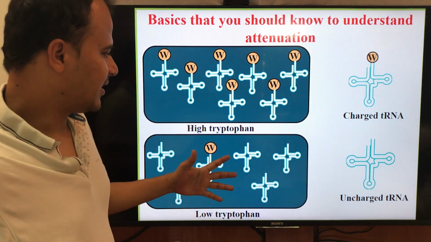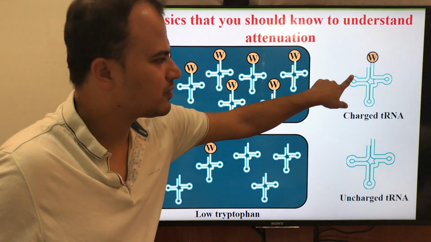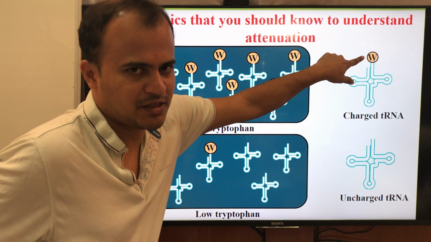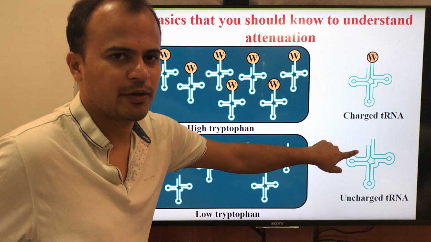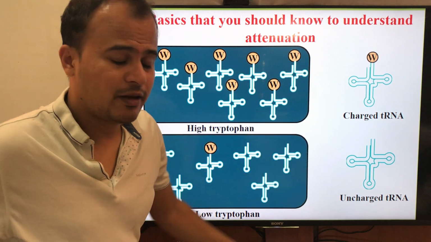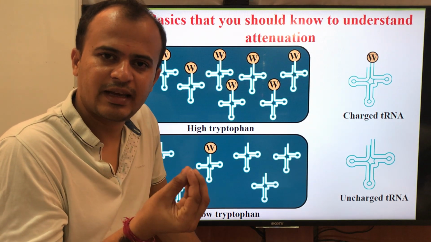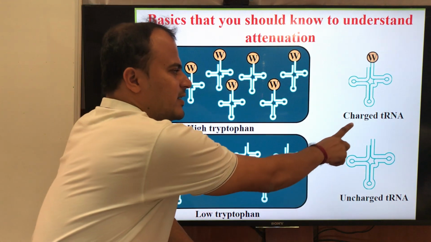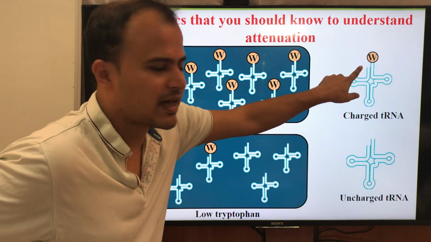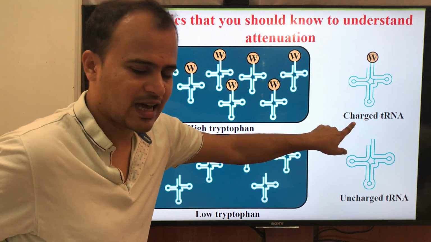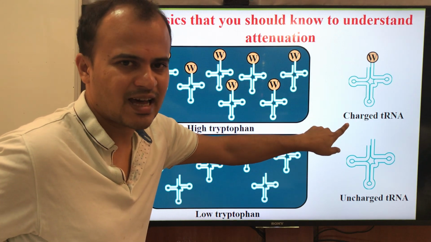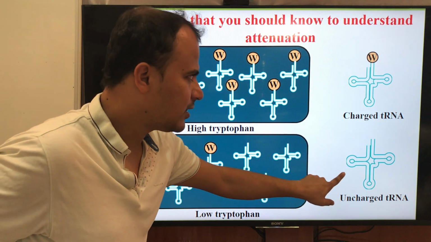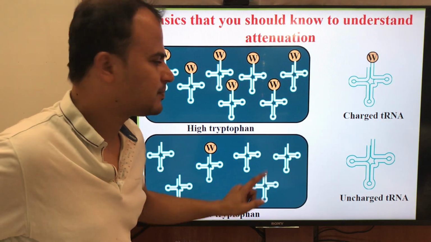Now you can see that I have written 2 forms of the tRNA. This tRNA I have written with W, that is tryptophan. This one is without W, that is without tryptophan. If the tRNA is carrying tryptophan, then we designate it as charged tRNA. So if the amino acid is carried by the tRNA, then we call it charged tRNA. This is the tryptophan charged tRNA. Since there is no tryptophan associated with this tRNA, we call this uncharged tRNA.